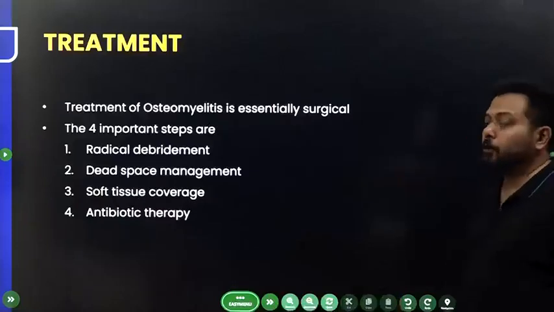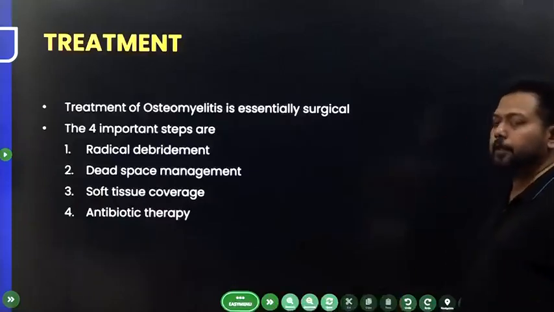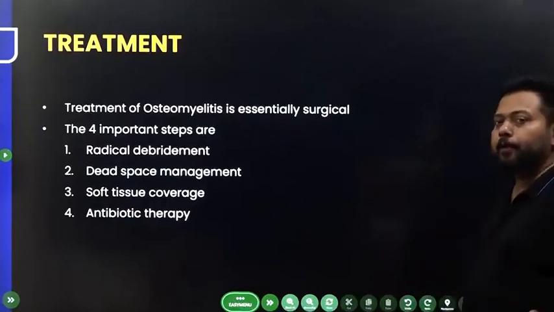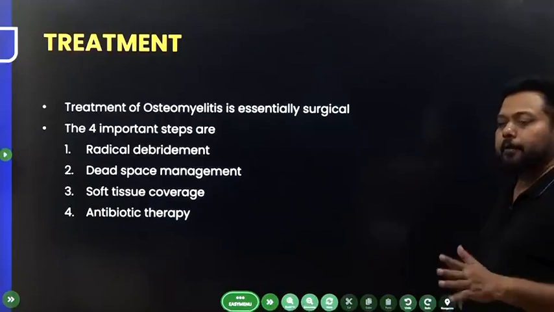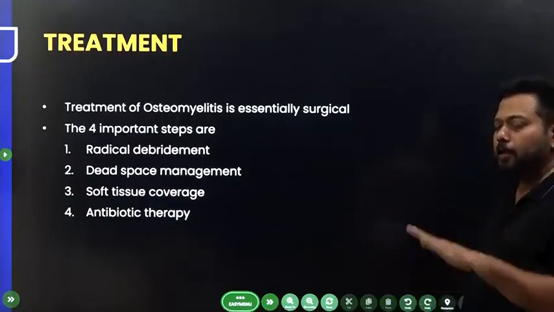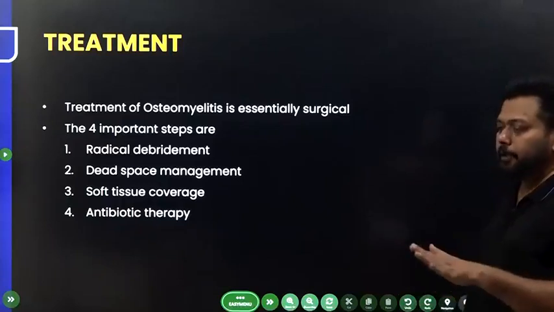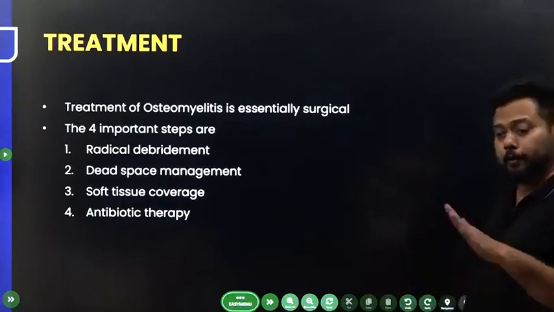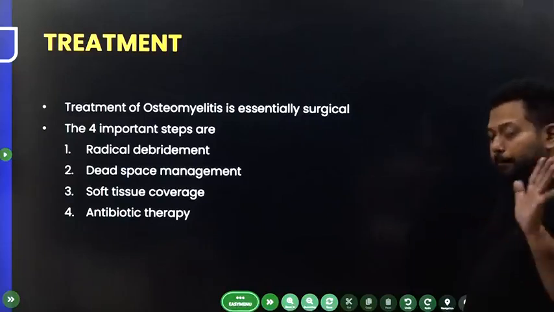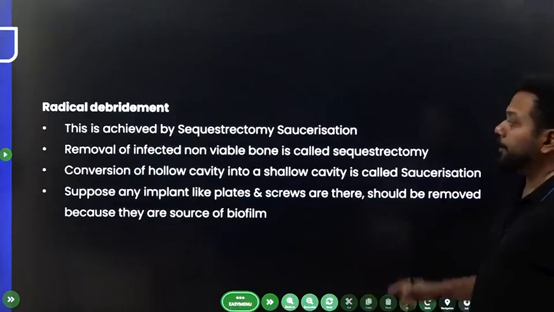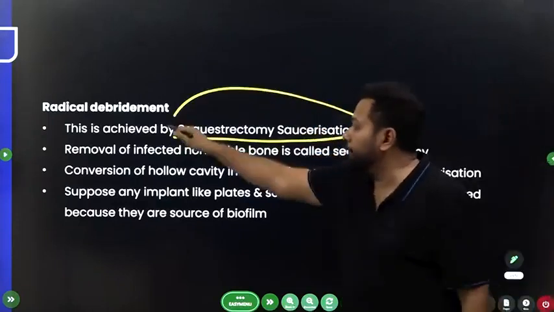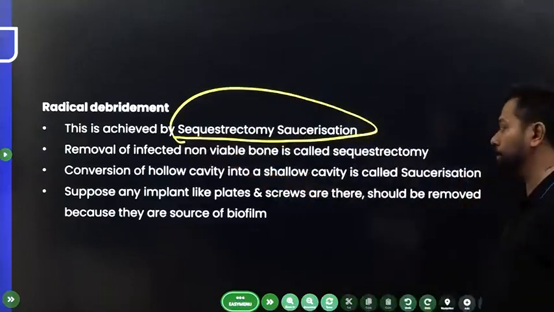Coming to treatment of chronic osteomyelitis, 4 important steps. First, radical debridement, which means removing all the dead tissue. Then a dead space is created, since you have removed a part of bone, so you patch up the dead space. Third, soft tissue coverage: only when you cover it with soft tissue will blood supply be maintained. Number 4, appropriate antibiotic therapy. Radical debridement is achieved by sequestrectomy and saucerization, the treatment of choice. A much repeated MCQ.